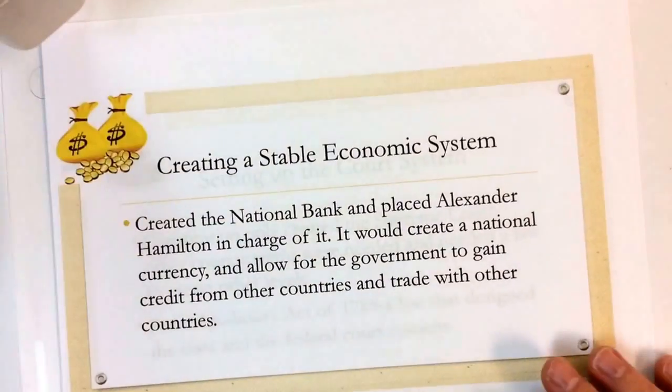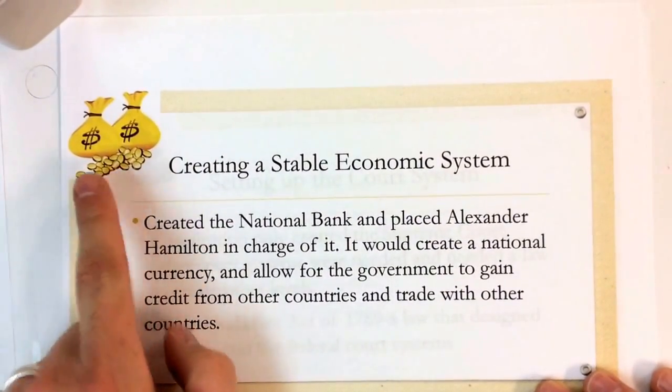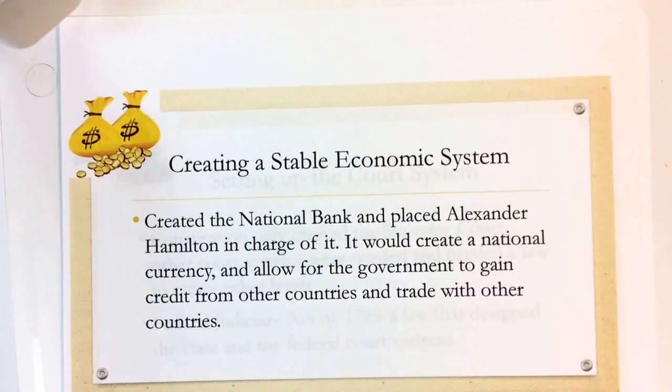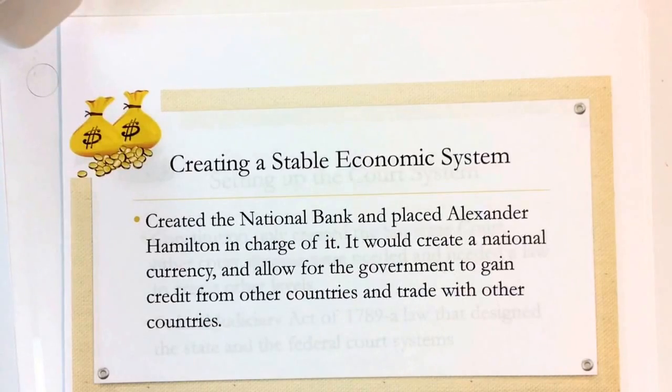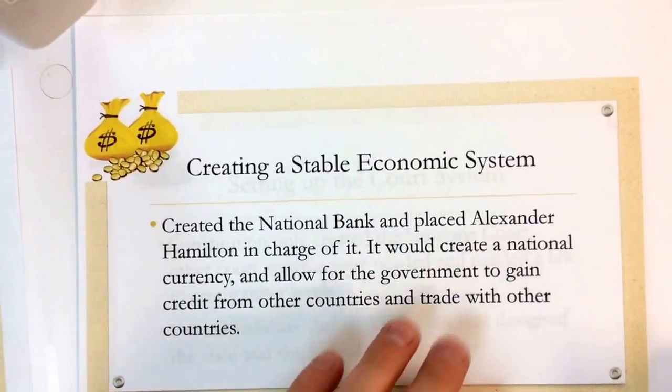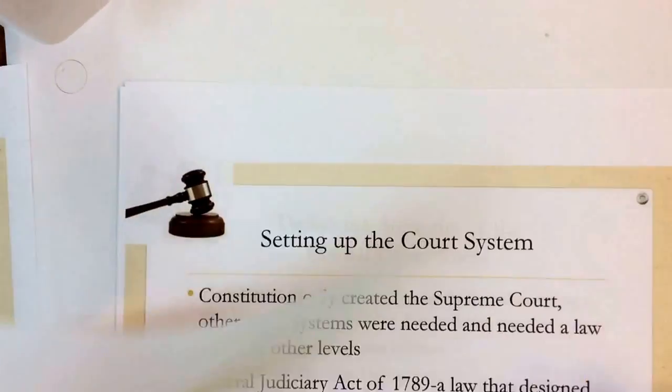The next one that we have, we're going to match with the money, is to create a stable economic system. He created the National Bank through the leadership of Alexander Hamilton. It would create a national currency, or money, for the United States and allow the government to gain credit from other countries and trade with other countries. Without the bank, we didn't have a central area for everybody to take care of their business.